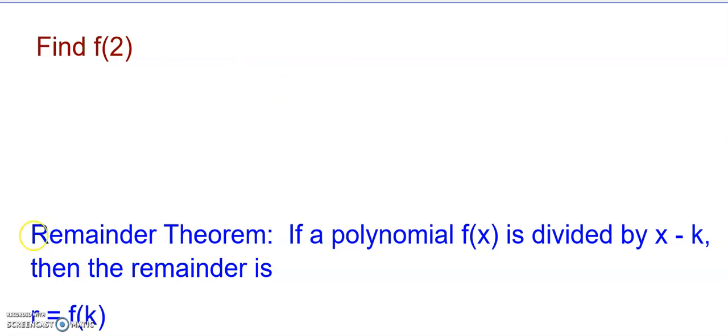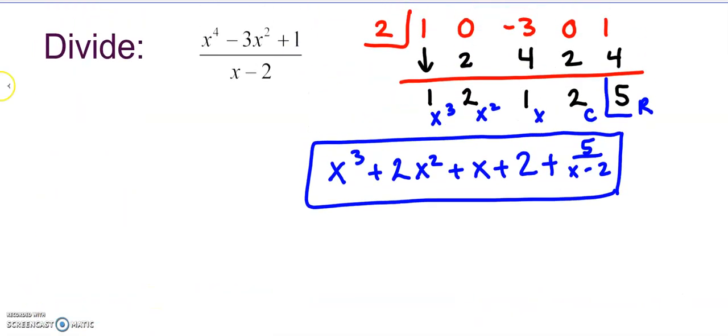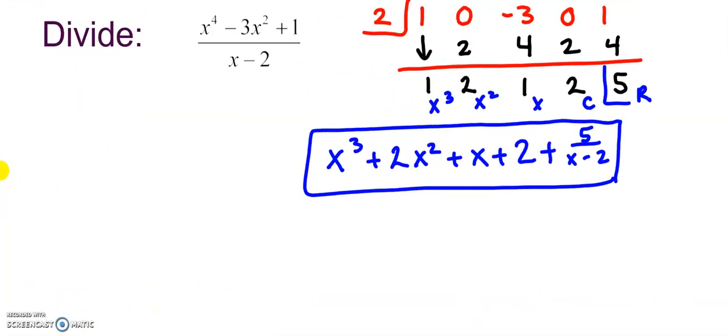The remainder theorem says that if a polynomial is divided by x minus k, then the remainder is f of k. So what that means is if I wanted to find f of 2, I would just need to synthetically divide by 2, which we did. The remainder theorem says that a function's value at a point is equal to its remainder. In that case, 5 was the remainder. Therefore, f of 2 equals 5.